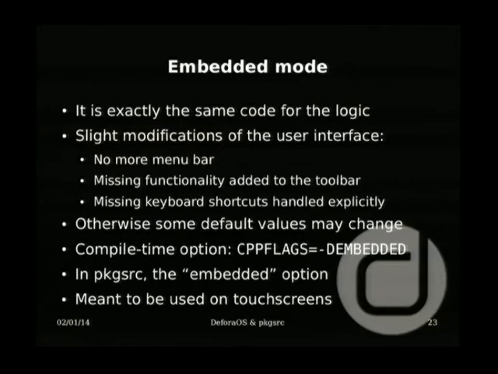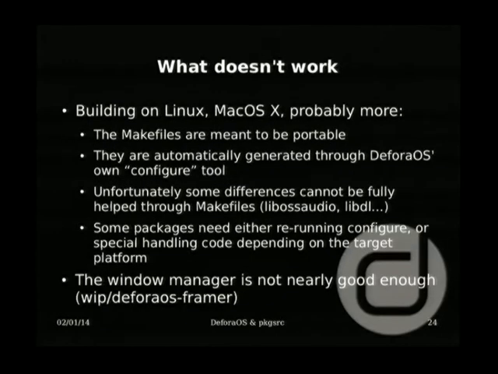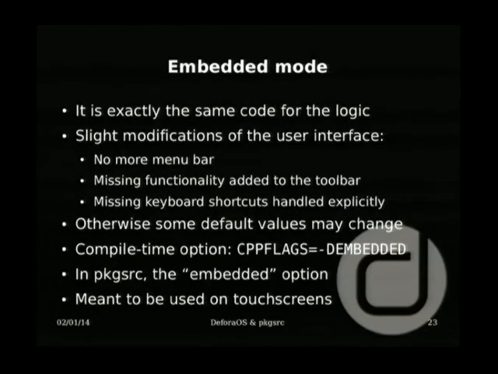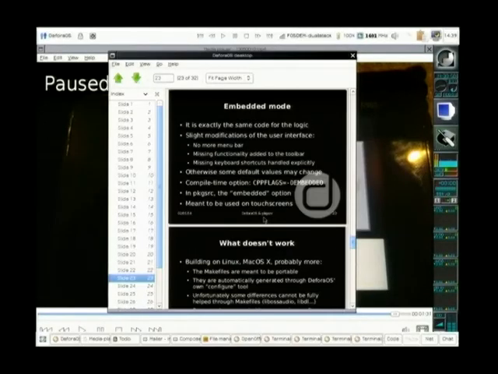And in pkgsrc, there is an option for this, which is called just embedded. So if you just enable that in your mk.conf, it's going to build the embedded versions of the packages instead. This is all meant to be used on touchscreens, and therefore also on smartphones and so on. Speaking of which, before speaking about this, I could demonstrate the telephony application, because I'm also pretty proud of it.